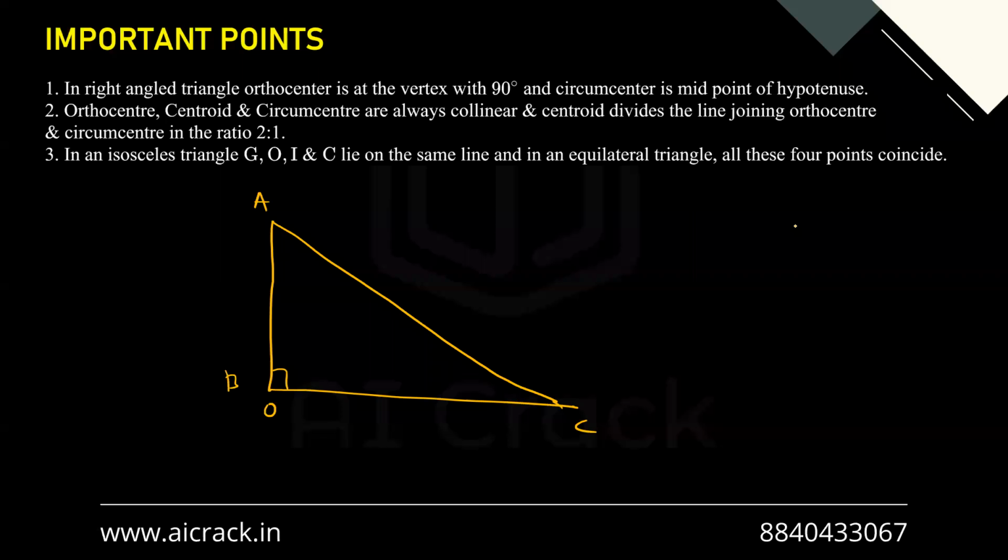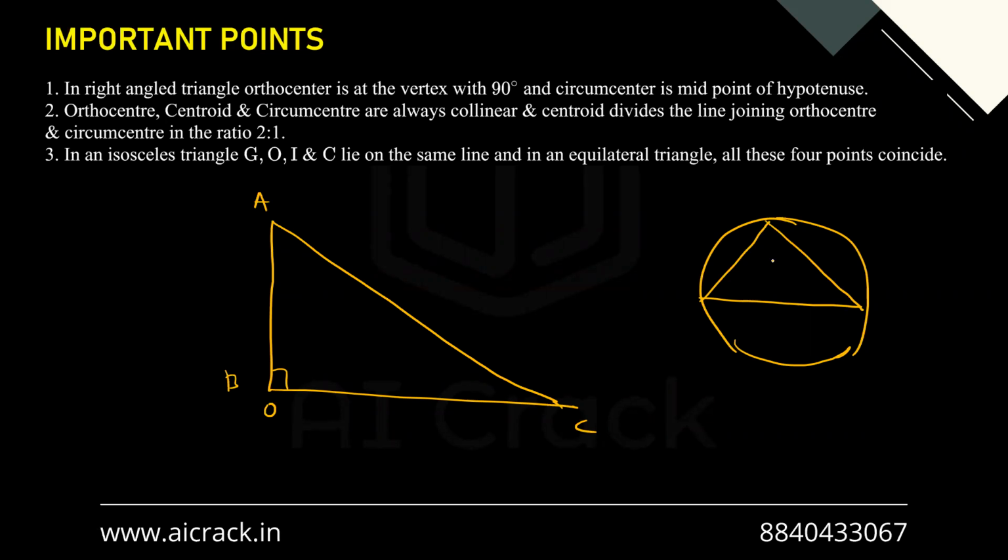Now, we all know this property, that the diameter subtends a right angle on the circle, right? We all know this property from 9th and 10th class. And we also know that the center of the diameter is nothing but the circumcenter, right? So if I take this right angle, then we know that this is the hypotenuse, the diameter is nothing but the hypotenuse, and this particular center point is the circumcenter. So similarly, in this right angle triangle ABC, we can say that the midpoint is the circumcenter. Now the second property says orthocenter, centroid, and circumcenter are always collinear, and the centroid divides the line joining orthocenter and circumcenter in the ratio 2:1.